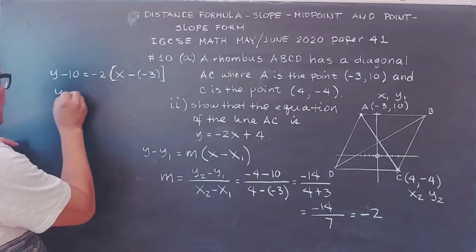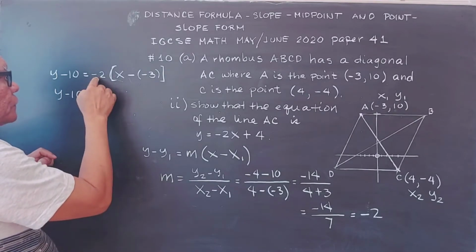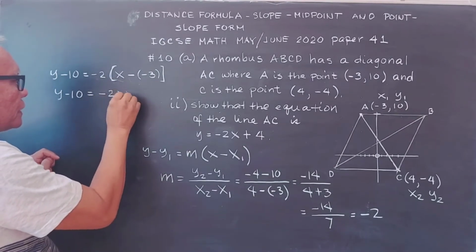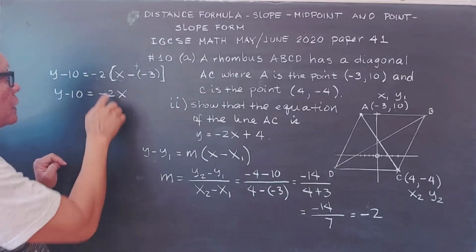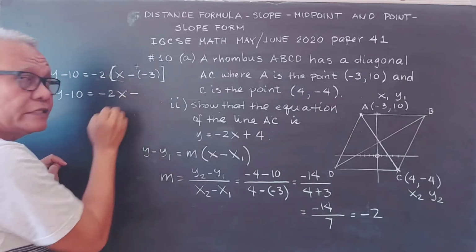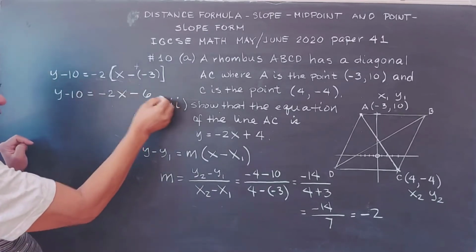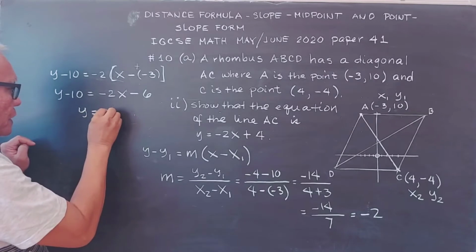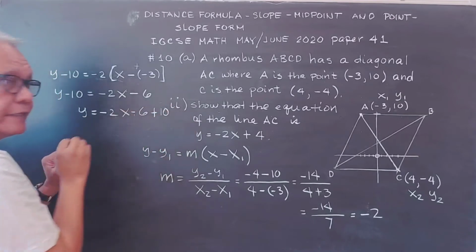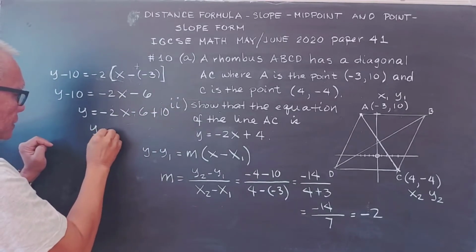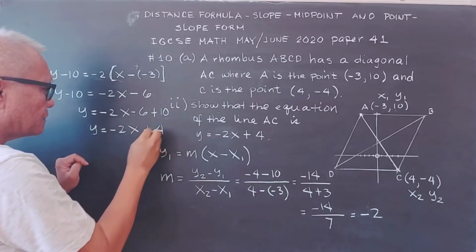And then y minus 10 is equal to negative 2 times x, which is negative 2x. This one is negative times negative is positive, and negative times positive is negative. 2 times 3 is 6. Transpose 10 there. So we have y is equal to minus 2x minus 6 plus 10. And finally, we have y is equal to negative 2x, 10 minus 6 is plus 4.